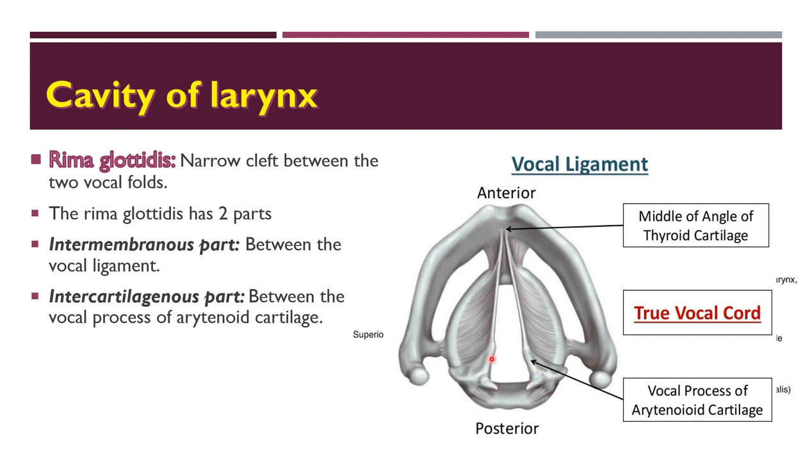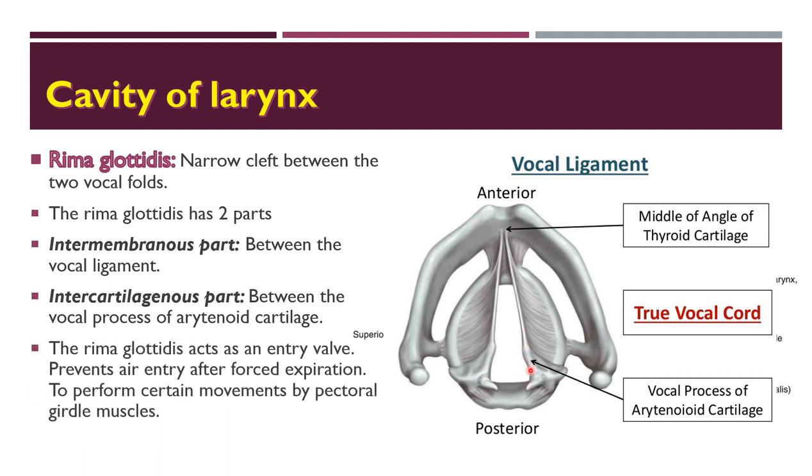So the rima is actually extending from the inner aspect of the angle of the thyroid cartilage in front, and at the sides it is bounded by the vocal folds, which have an intermembranous and an intercartilaginous part, okay. So it acts as an entry valve, as I told you.